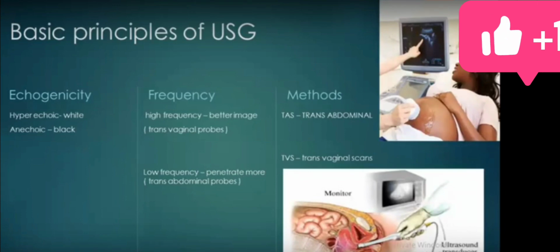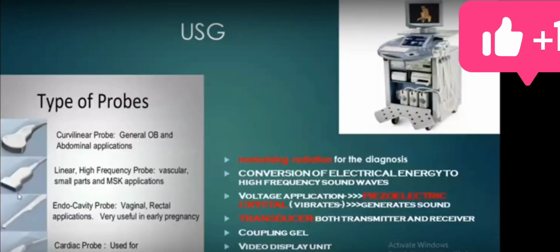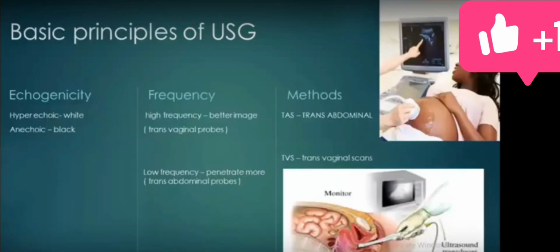And also the frequency. If we are using this curvilinear probe on the abdominal surface, the waves have to pass through the muscles, the skin, the fat tissue, etc. Since there are more surfaces, we use a low frequency mode so that the sound waves may pass deeper. In transvaginal examination, we use a high frequency so that we will get more clear images.